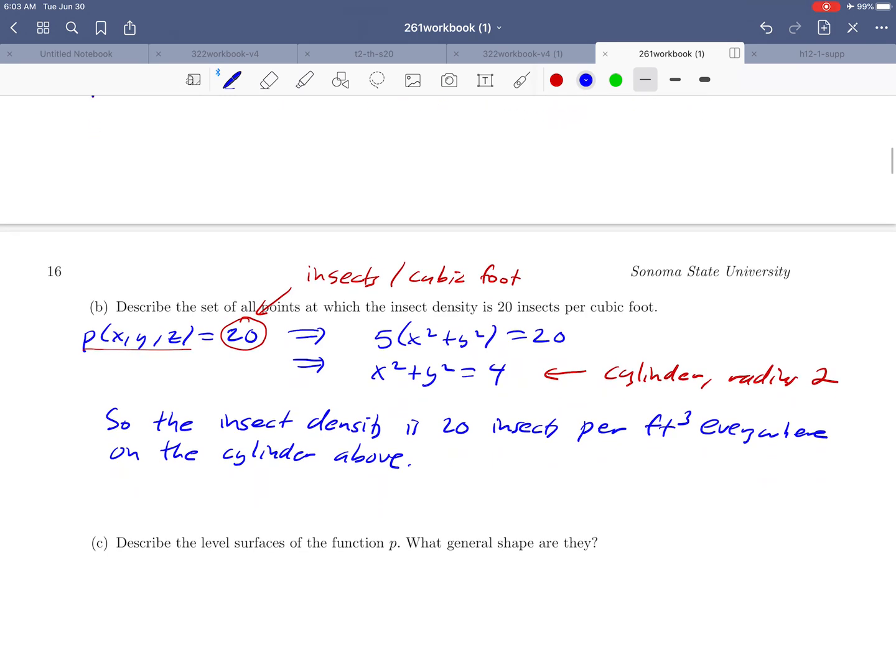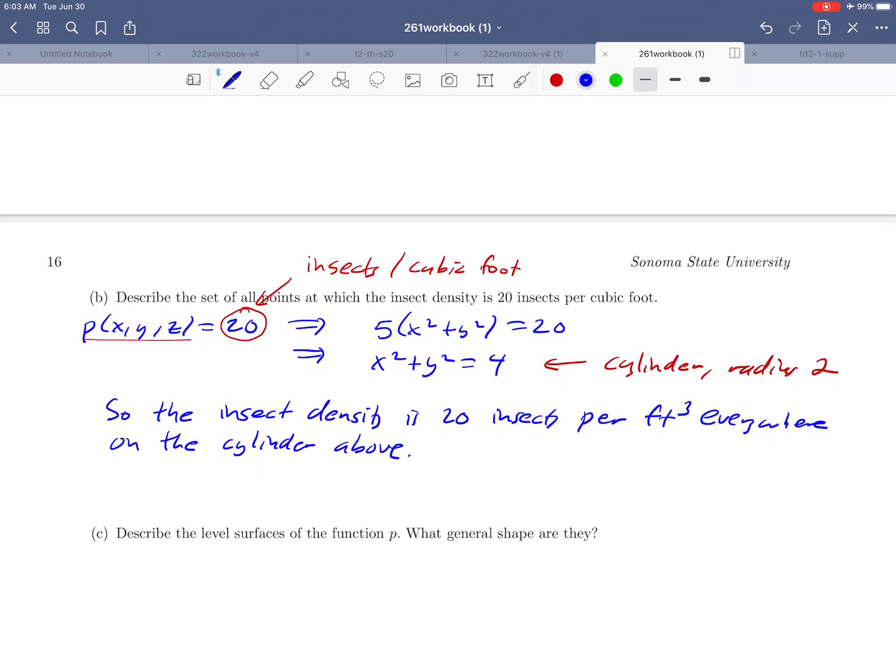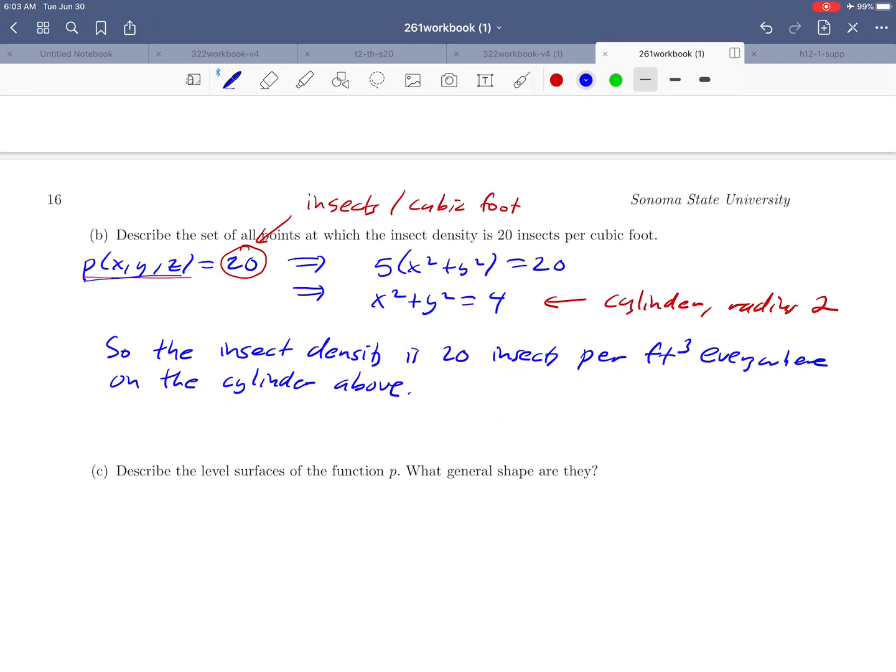That cylinder is an example of a level surface. This is exactly the definition. We took our function, we set it equal to a constant value, and we got a three-dimensional surface. Part C asks a similar type of question. Could we describe the level surfaces of our function in general? What shape are they? Well, to get an arbitrary level surface, instead of taking a specific value, we'll take a general constant c, set it equal to that, and just see where that leads us.